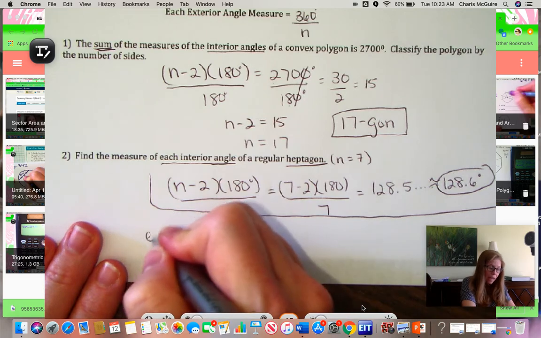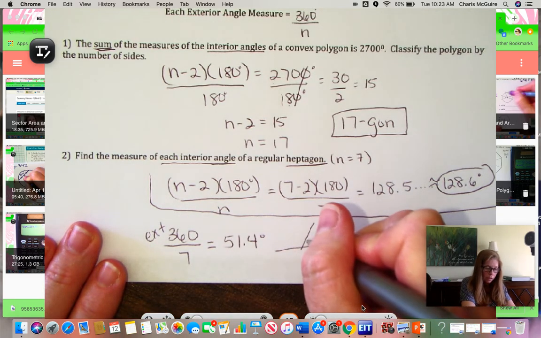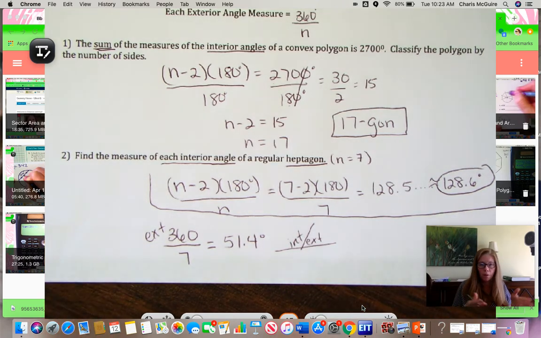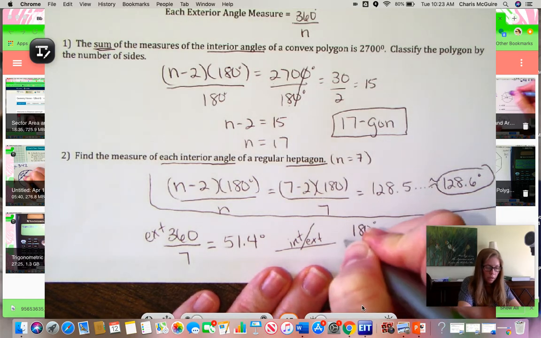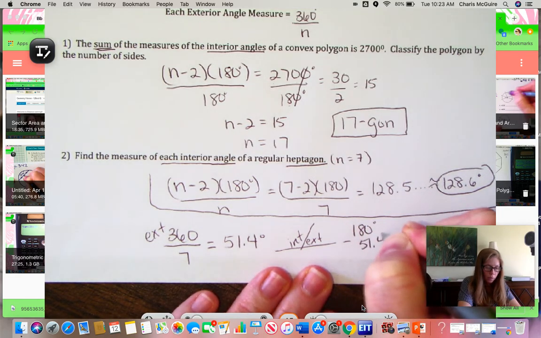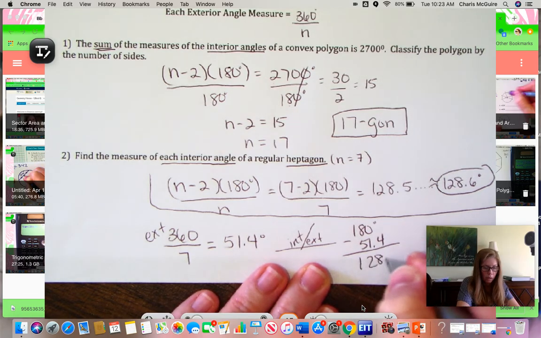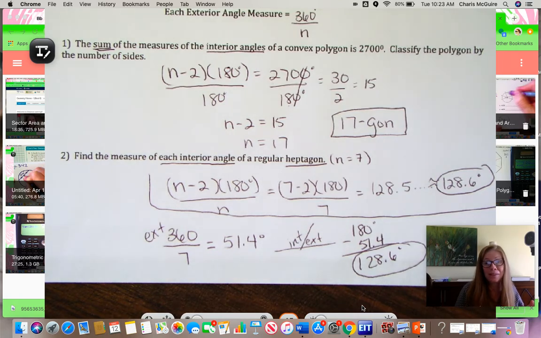This is the exterior. And remember, the exterior and the interior have this supplementary relationship. So then we can just do 180 degrees minus the 51.4, and that's where we get the 128.6 degrees. So that's another way to do the same exact problem. I don't know, I like this better. I don't know why. But both of them work, so either one is fine.